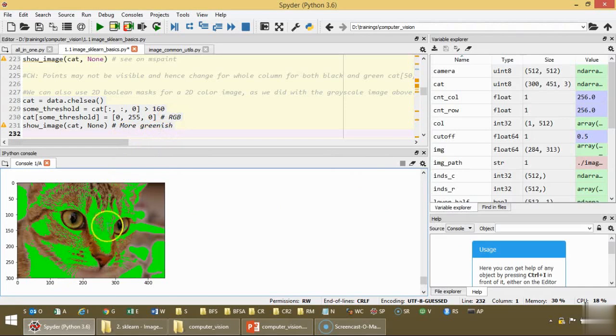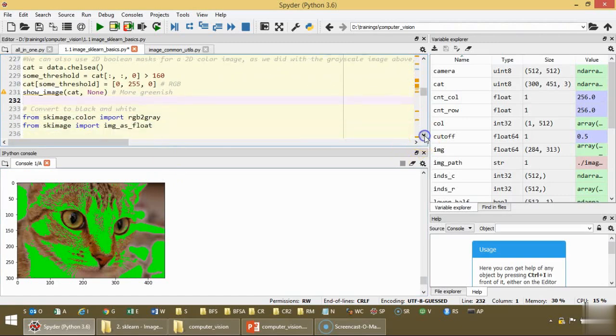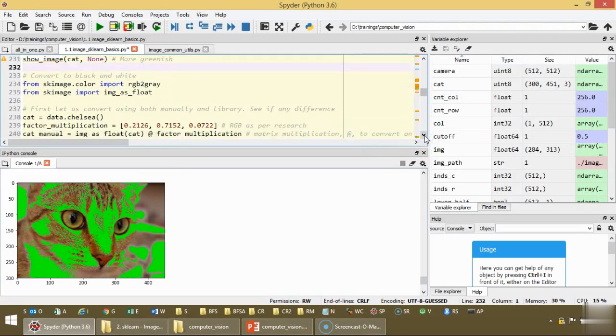In this way you can also manipulate, or you can work with each of the channels wise. Okay, and now let us go ahead and start doing it.